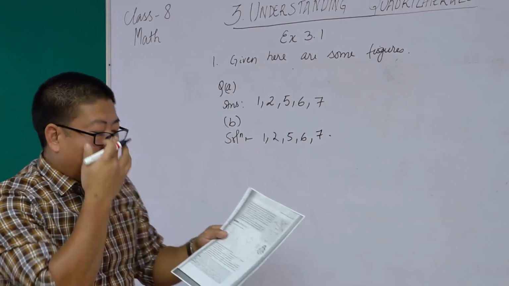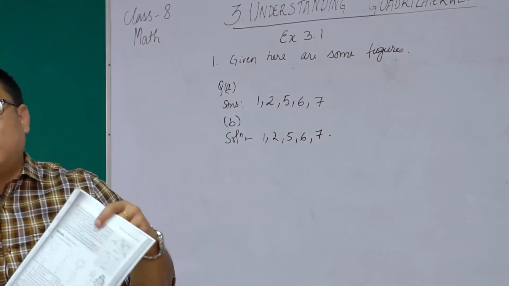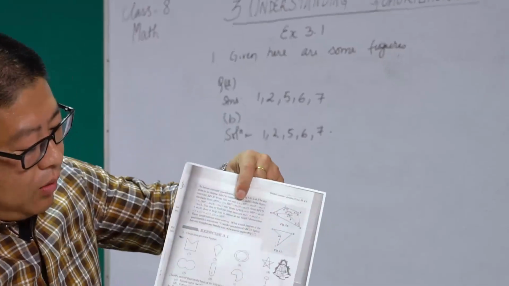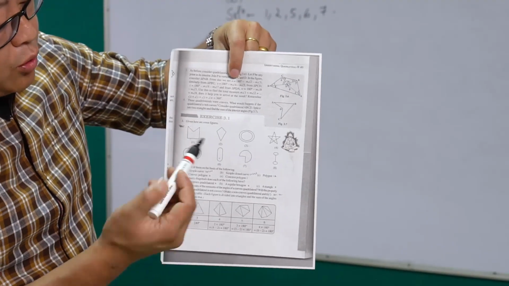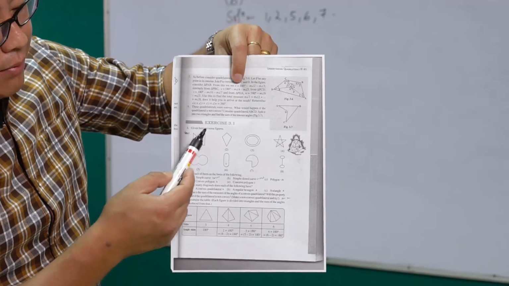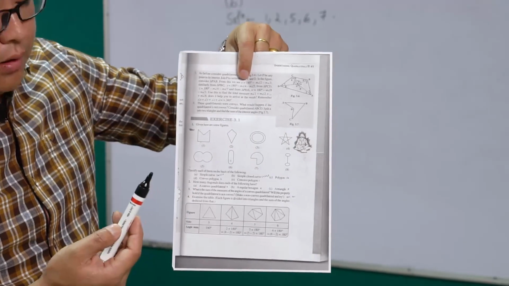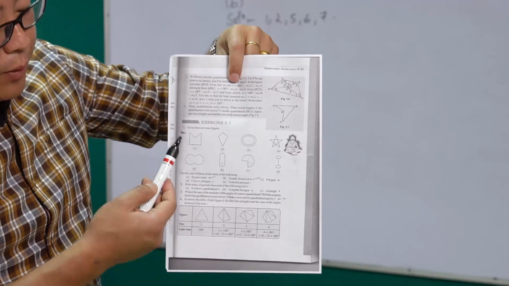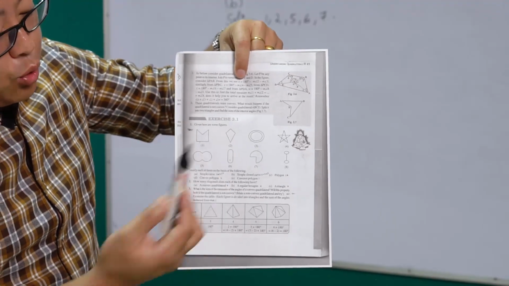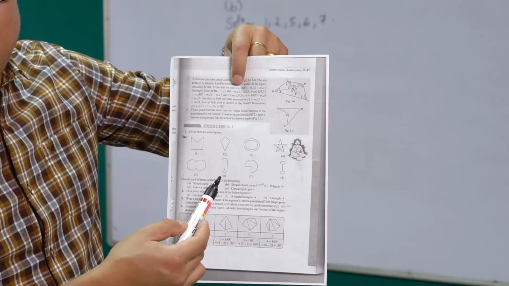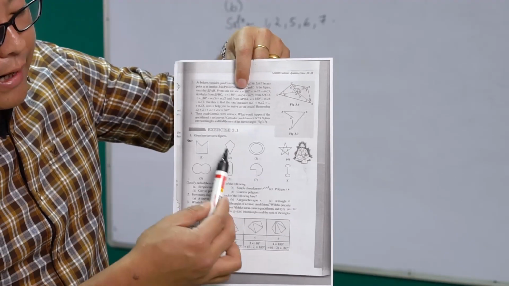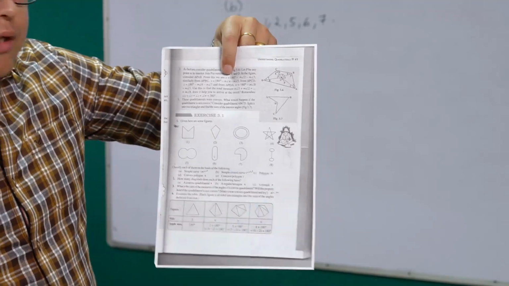Similarly, for C, we have to find polygons. Polygons are made up of line segments. They are simple closed curves. So look at the first figure. We have line segments, so 1 is a simple closed curve with line segments, so it is a polygon. 2 is a polygon. The rest, we know that they are not made up of line segments. So only 1 and 2 are polygons.